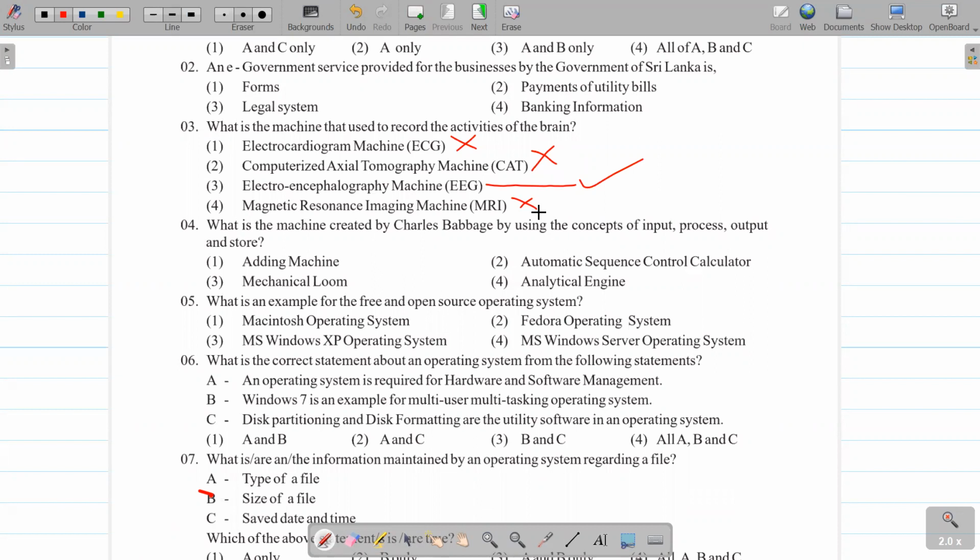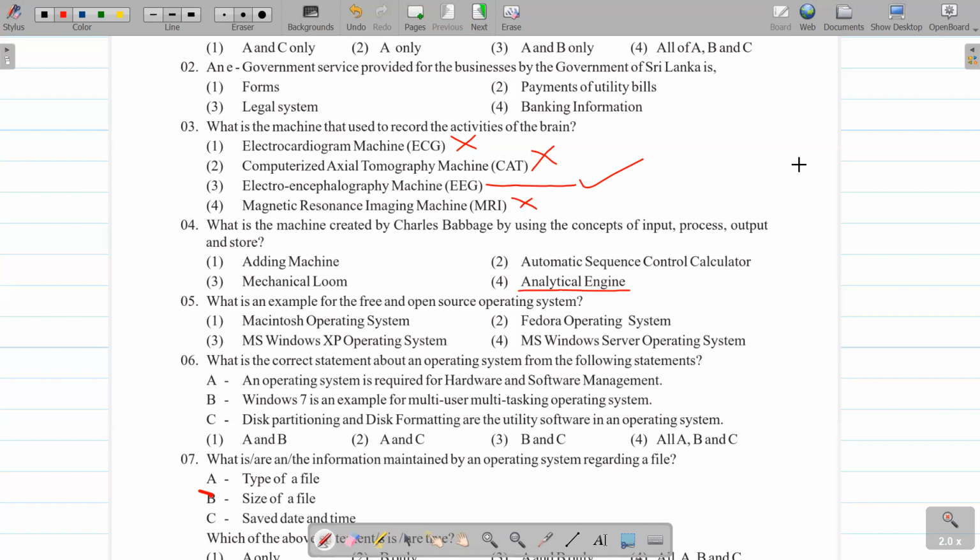And the fourth question: what is the machine created by Charles Babbage using the concept of input, process, output, and store? What he has done is the analytical engine. That analytical engine is the one which introduced the concept of input, processing, and output, right? So the fourth one is going to be the answer, not the adding machine, not the automatic sequence controller calculator, and not the mechanical loom.